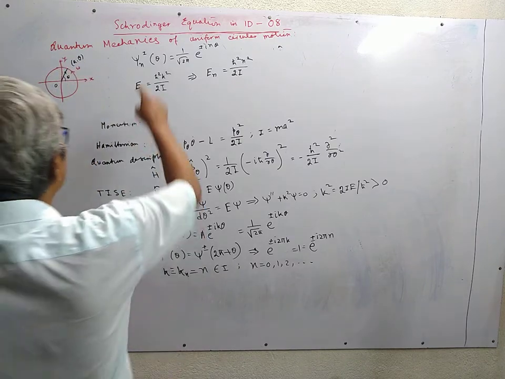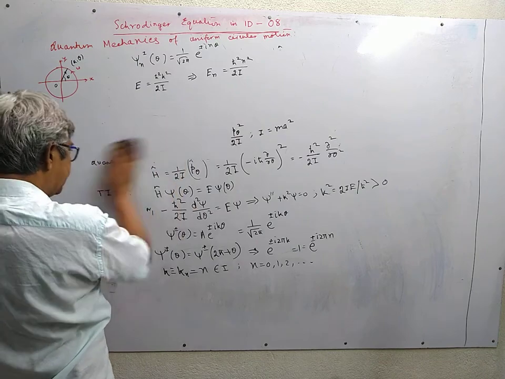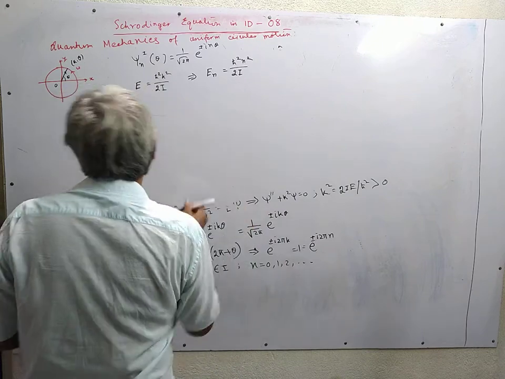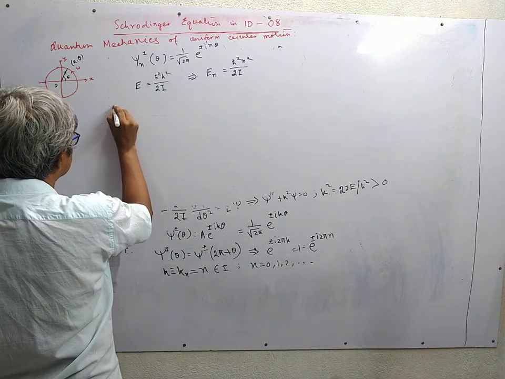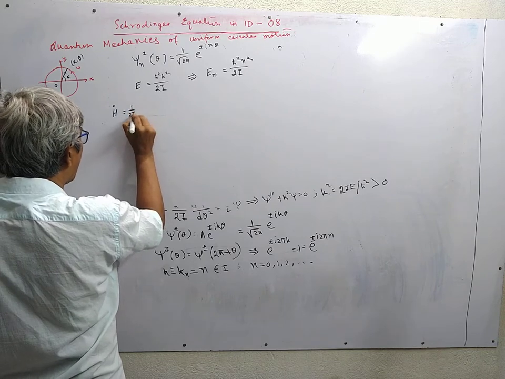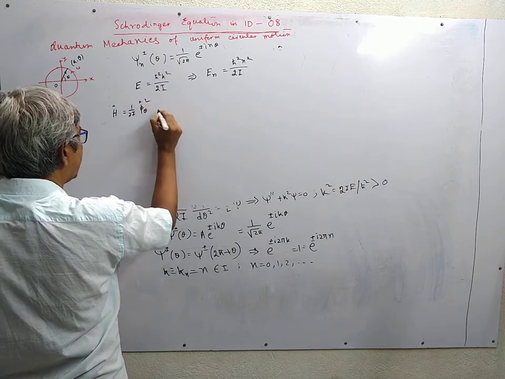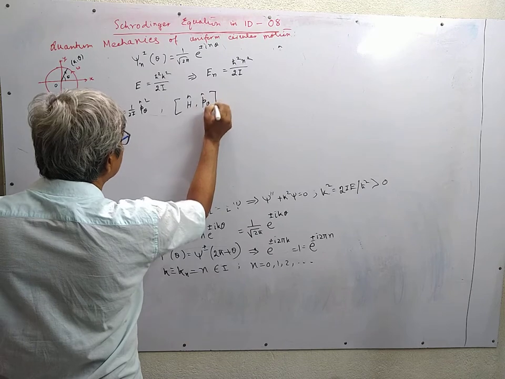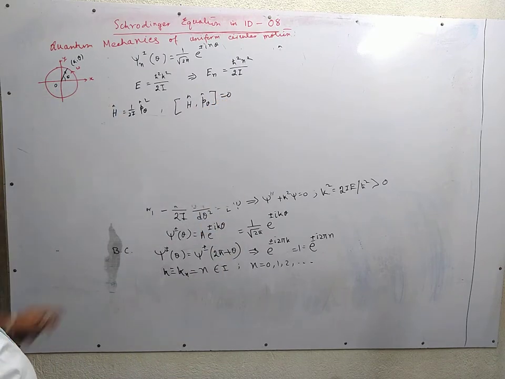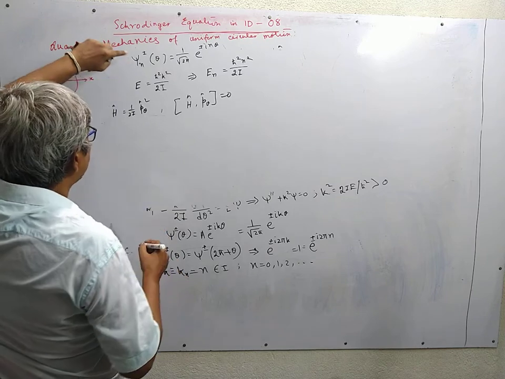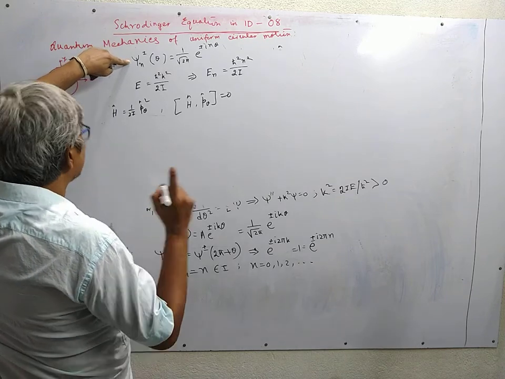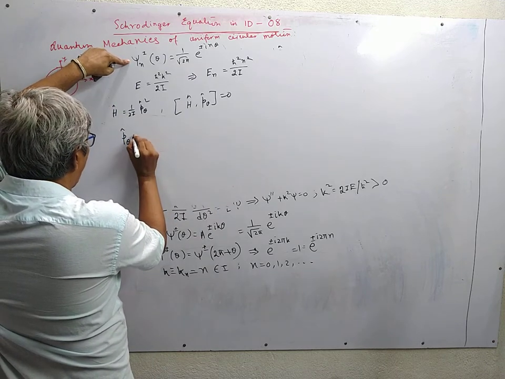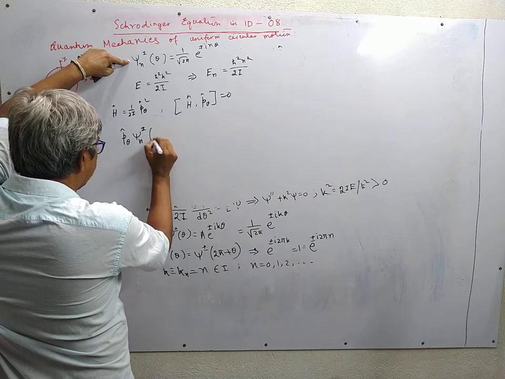And what is the meaning of plus minus sign? In this case, we find that p theta and Hamiltonian commute, because the Hamiltonian in this system is 1 upon 2I p theta square, and so the Hamiltonian commutes with p theta. So the eigenfunction of the Hamiltonian, that is psi n, is also an eigenfunction of p theta. Keeping this in mind, we take p theta operating on psi n plus minus theta.